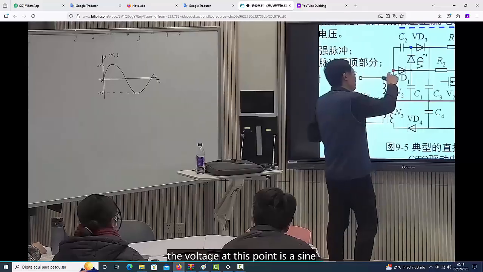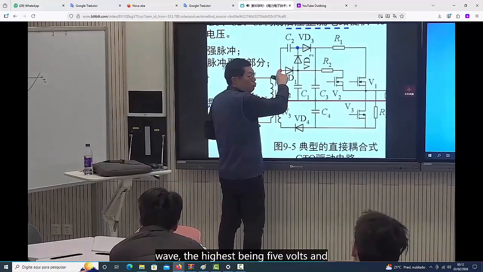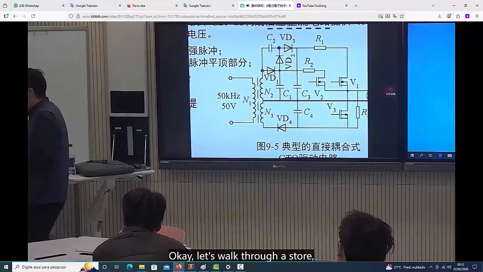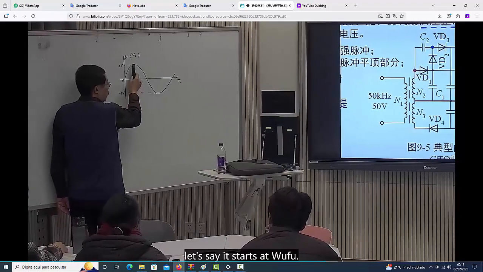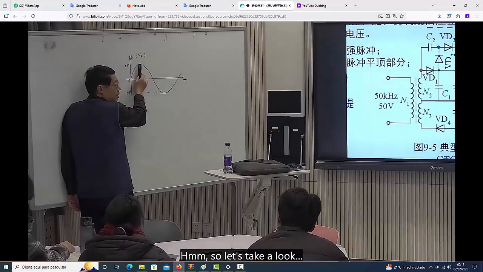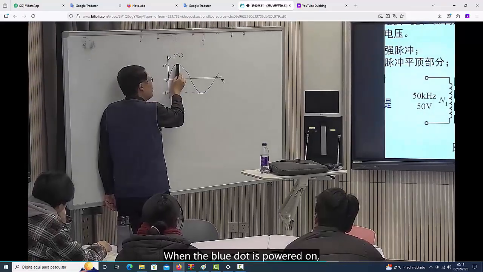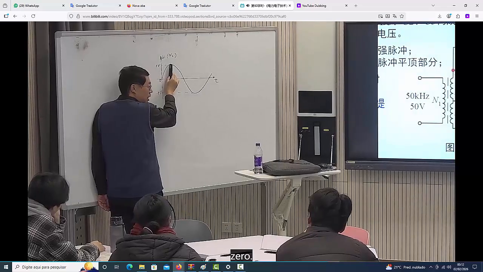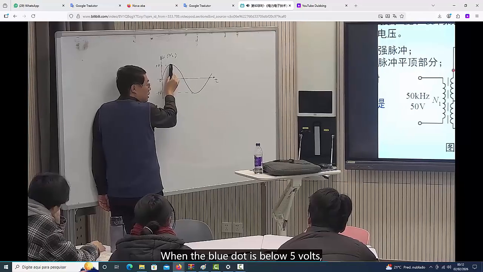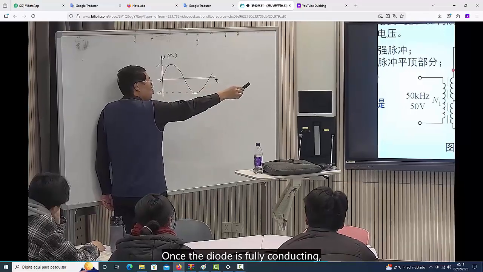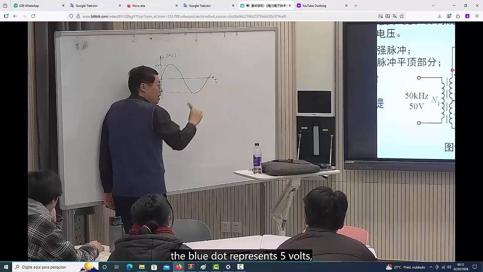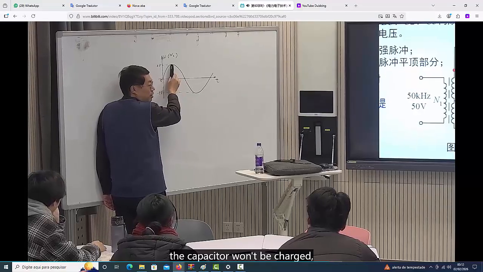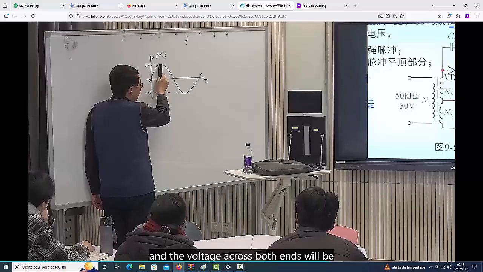You see, the voltage at this point is a sine wave, the highest being 5 volts, and the lowest being negative 5 volts. Okay, let's walk through it. Let's say it starts at the peak. When the blue dot is powered on, there's nothing there. The voltage across the capacitor is 0. When the blue dot is below 5 volts, the diode conducts. Once the diode is fully conducting, the blue dot represents 5 volts, the same as the 5-volt mark. Therefore, the capacitor won't be charged, and the voltage across both ends will be equal.